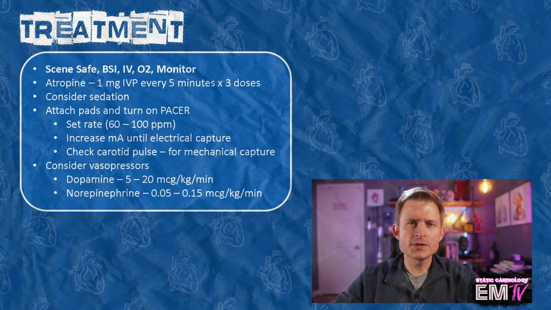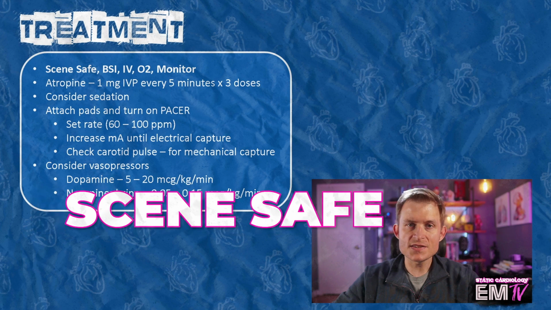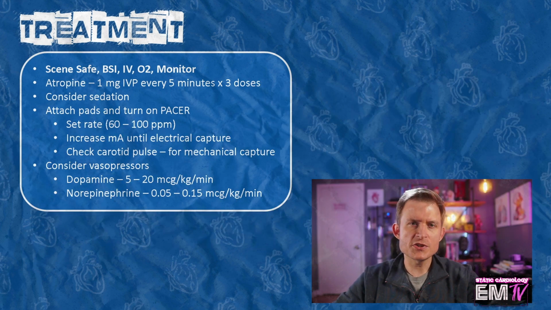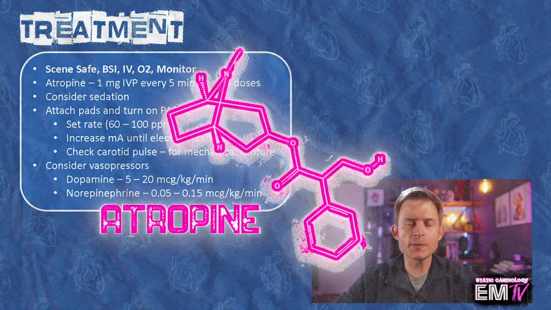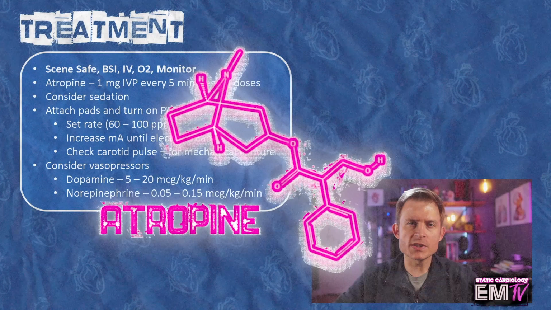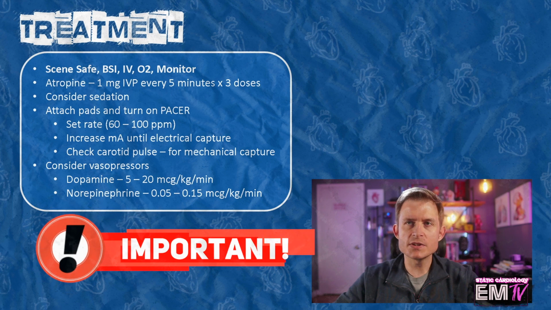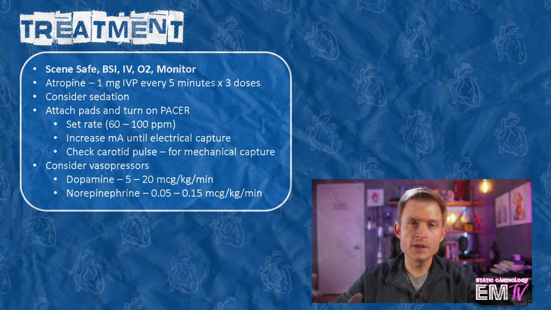I'll begin treatment, just like I do with all my other cards, by regurgitating the mantra. Scene safe, BSI, IV, O2, monitor. Because this patient is bradycardic, I'll then consider administration of atropine, 1 mg IV push, given every 5 minutes, up to a maximum dose of 3 mg. Now just be aware with atropine, you have to deliver this rapid IV push, otherwise if it's administered too slowly, you'll cause the patient to become bradycardic.